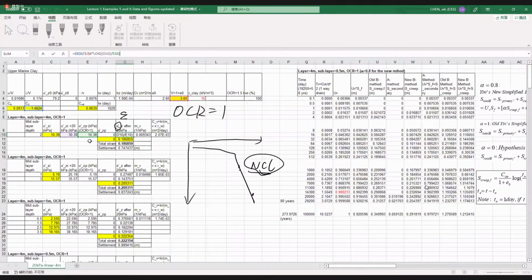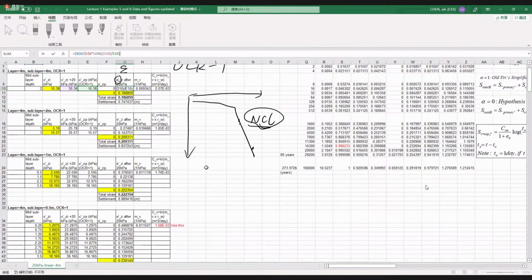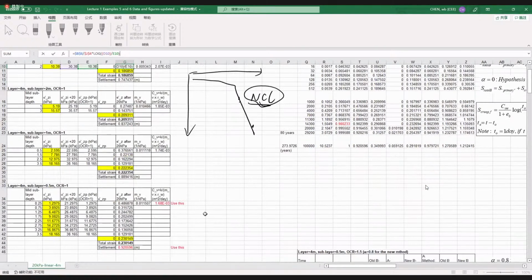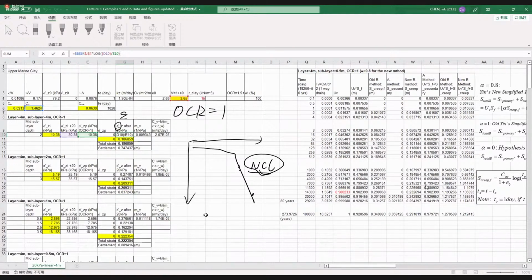So the strain can be calculated. The final stress is here, and the initial value is here. Here, CC, MV. Just use that very simple equation. We have it on the slide.